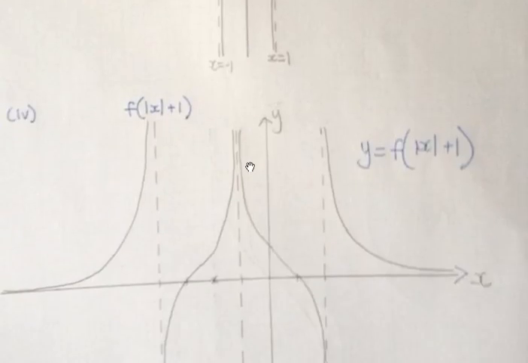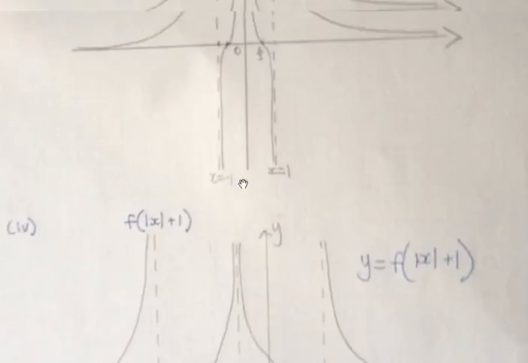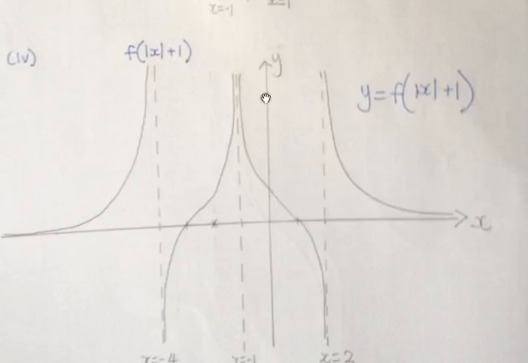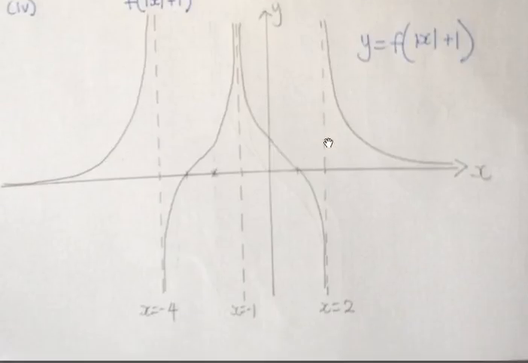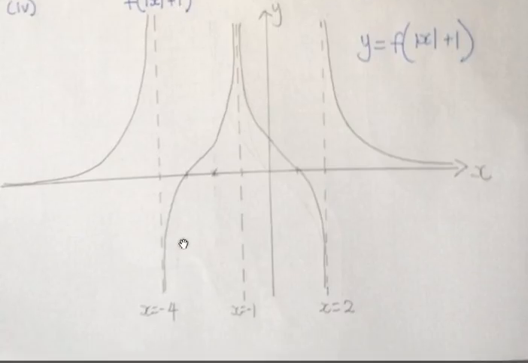Finally, part 4, we want to get the function of modulus x plus 1. So for this, I'll also make use of part 2, and I just need to modulus that graph, and due to the plus 1, I need to shift the graph to the left by 1 unit. So as you can see, the vertical asymptote of x equals minus 4 comes from the vertical asymptote of x equals minus 3 because I've shifted the graph left by 1.